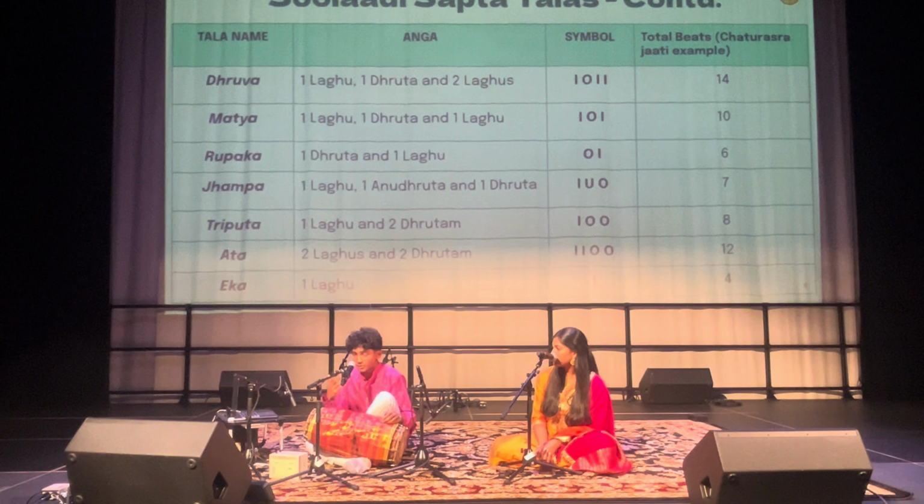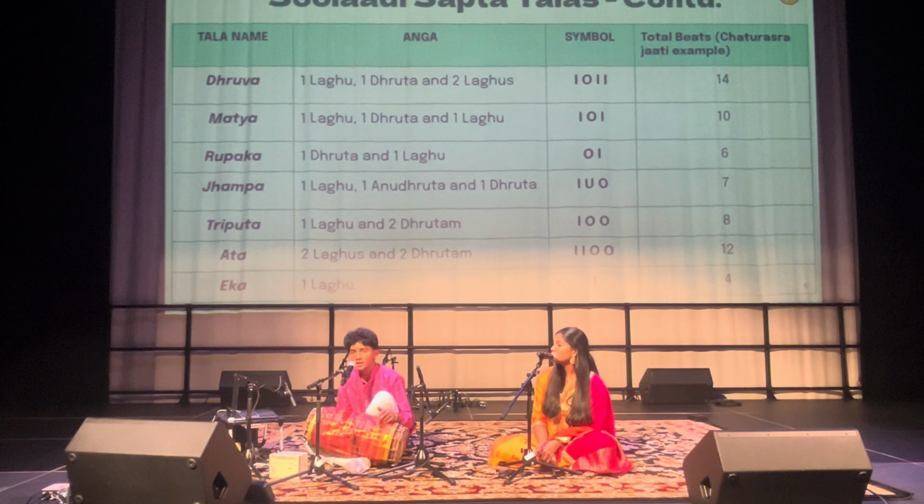So if I were to put this to everybody as an example, it would come like this. In Chaturasha Jati, we have 1 Chaturasha Lagu, 1 Druta, and 2 Chaturasha Lagus. So it will come like this. 1, 2, 3, 4, 1, 2, 1, 2, 3, 4, 1, 2, 3, 4. So that is Chaturasha Jati Dhruvatala.